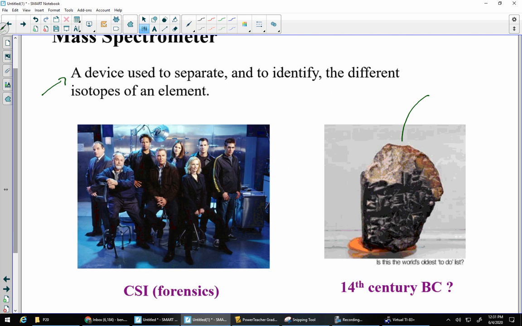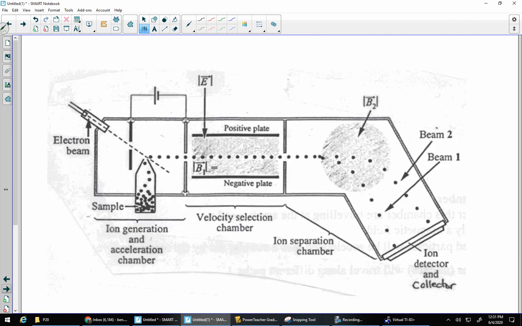Real archaeologists and forensic people can use mass spectrometers to figure out how old this particular tablet is. This one, I looked it up, is possibly the world's oldest to-do list. I don't know why you would do a to-do list in rock, but that's fine. If it's anything like my to-do list, it gets erased and rewritten all the time.